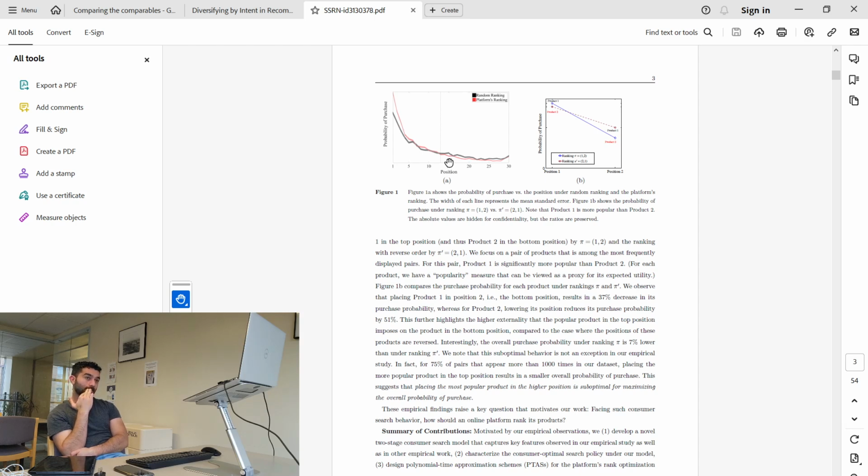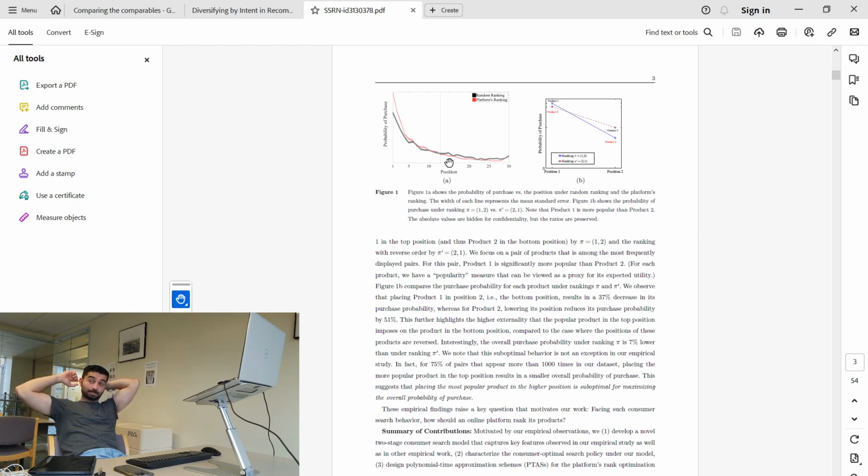Now you can say, I want to reward the products that are better. I want to make my curve as decreasing as possible. Well, first of all, this is just merit based. This is not for the benefit of the platform. For the benefit of the platform, you want a more flat version of the curve.